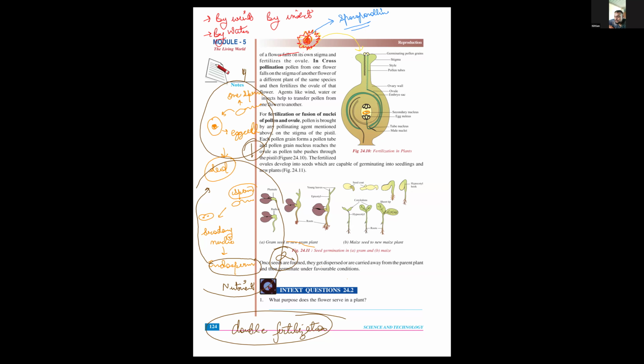What is the secondary nucleus? Secondary nucleus is the middle one. It is here. Can you see that? Okay, and it forms the endosperm, and it gives nutrition to the seed. Now, quickly write it down, because it's not there in your book.